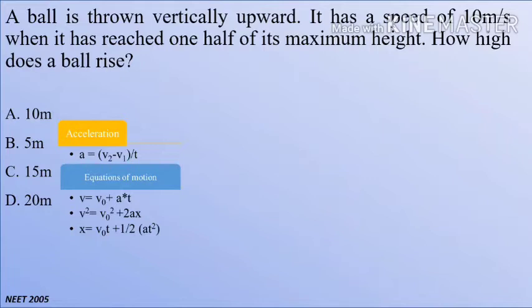A ball is thrown vertically upward. It has a speed of 10 meters per second when it has reached half of its maximum height. How high does the ball rise? Four options are given. We need to find the total height achieved by the ball. Here we see the animation for this problem. The ball is going vertically up.